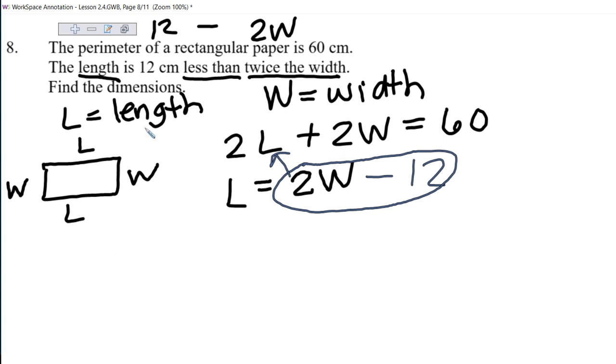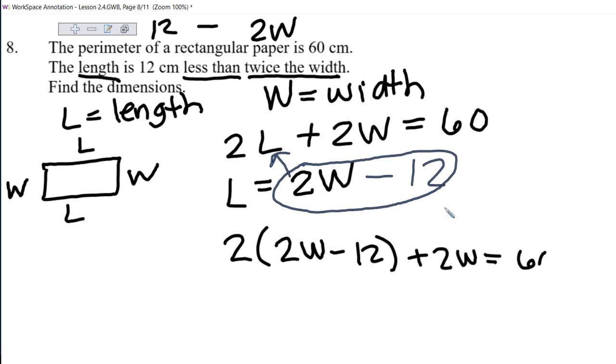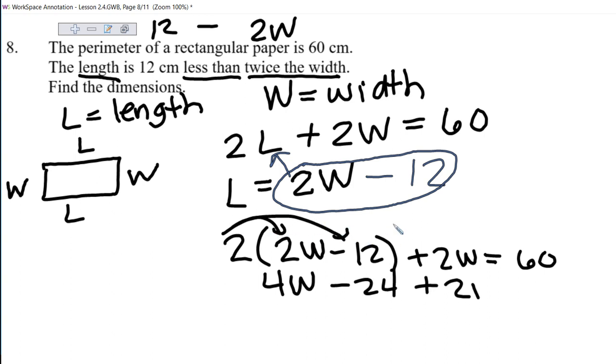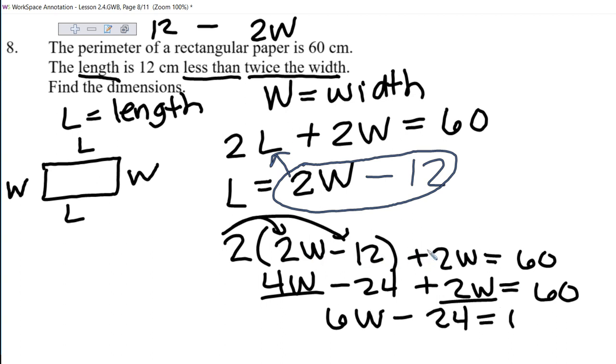Okay, if there's already a number in front of what you're substituting for, make sure you use parentheses. So what needs to be inside the parentheses? 2W minus 12. Then bring down the plus 2W equals 60. Distribute that 2. What's 2 times 2W? 4W. What's 2 times negative 12? Negative 24 plus 2W equals 60. Combine your like terms with 4W plus 2W. 6W minus 24 equals 60.